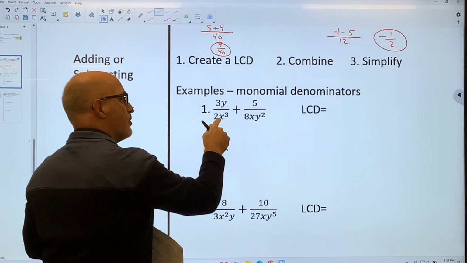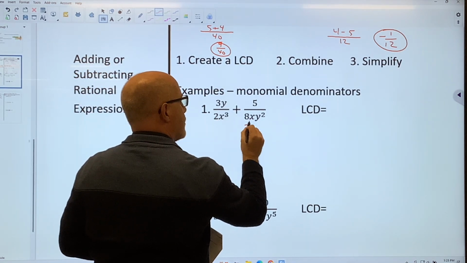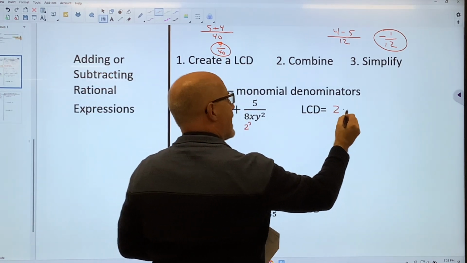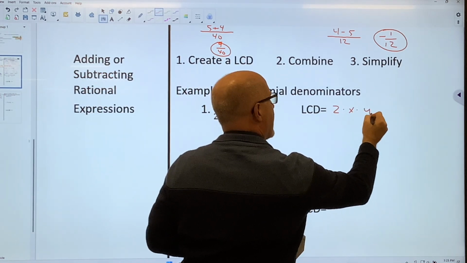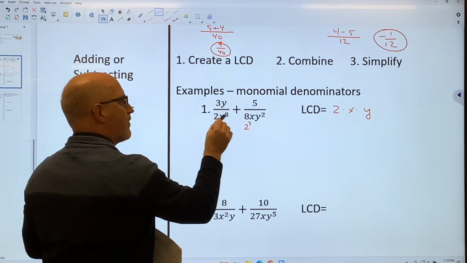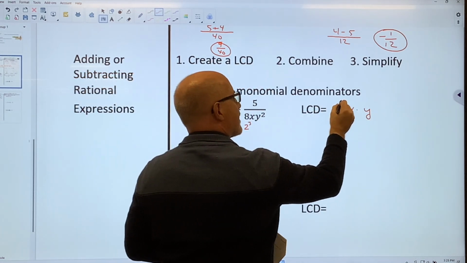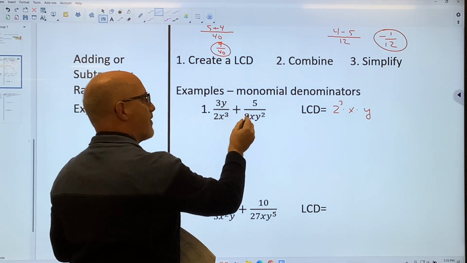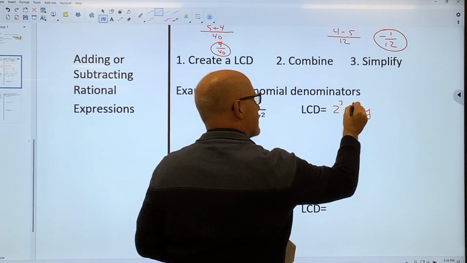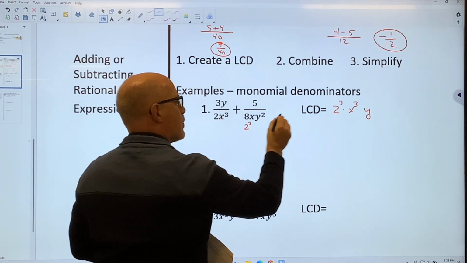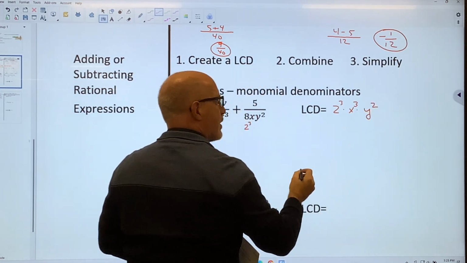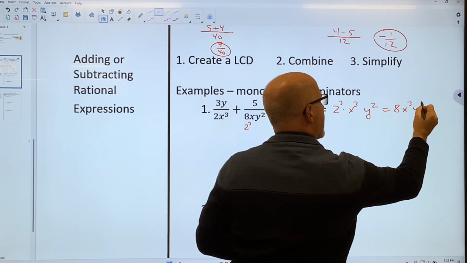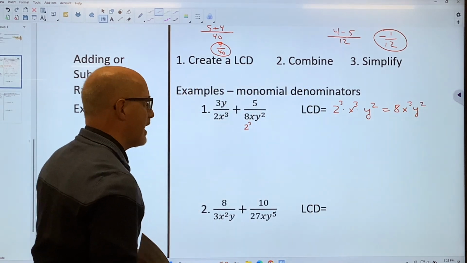So this, 2x cubed, 8 is 2 cubed. So I take every factor, I'm going to take 2, I'm going to take an x, and I'm going to take a y. Now look at the exponents, 2 to the first, 2 cubed. I'll take the 3rd power, the largest exponent. X cubed, x to the first, compare 3 and 1, I'll take the 3rd power. And then this y squared, I need to take that exponent. So this will be 8x cubed y squared for my common denominator.